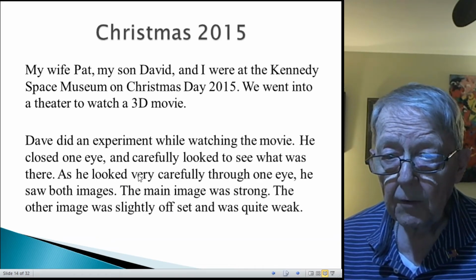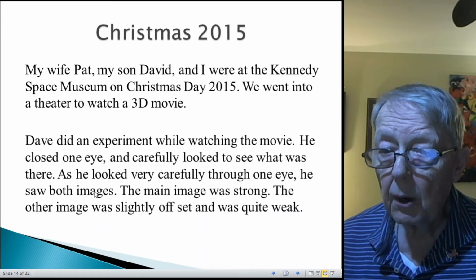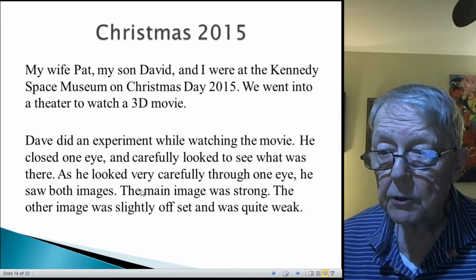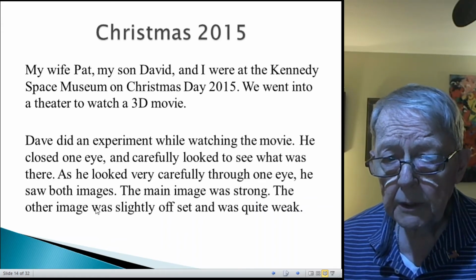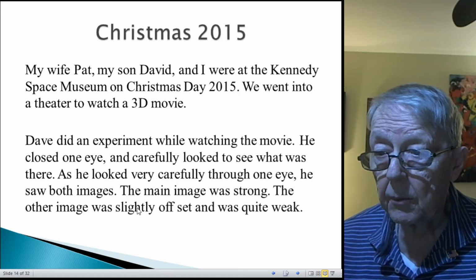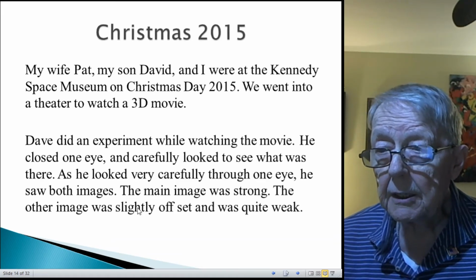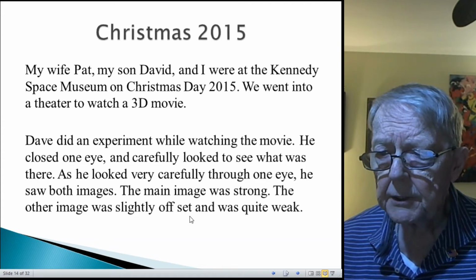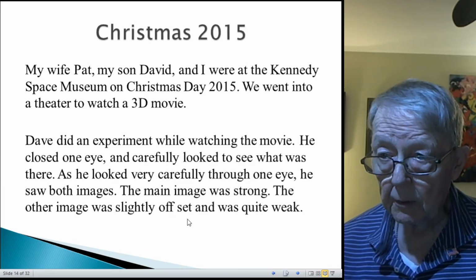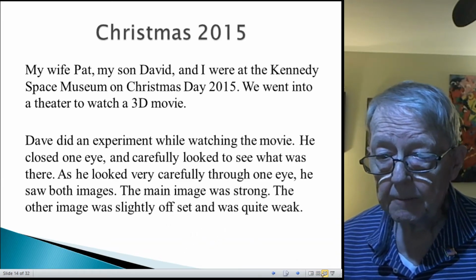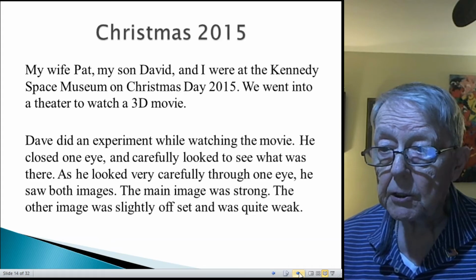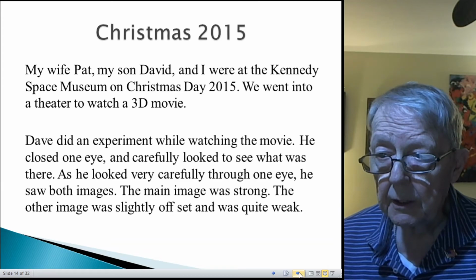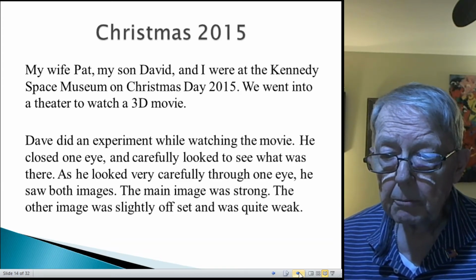He looked very carefully through the one eye, and he saw both images. You've got to just study it. The main image was strong. The other image was slightly offset and was quite weak, but you can see it. So some of the image got through, and I don't know whether these were linear polarized or circularly polarized, but that's another story. It's just to point out that it isn't completely blocked using linear polarization.